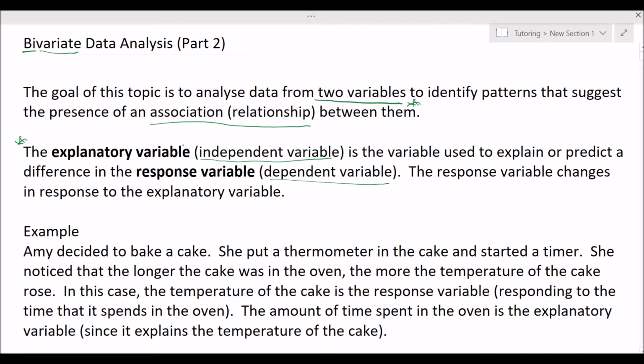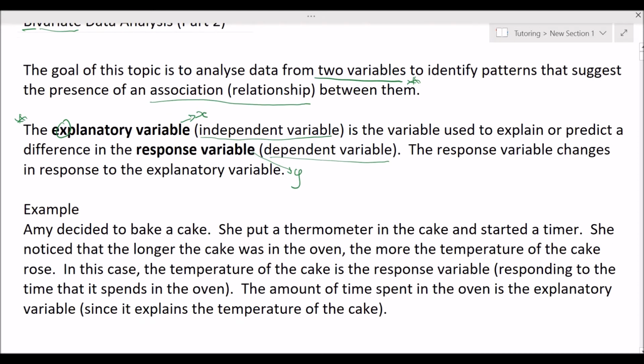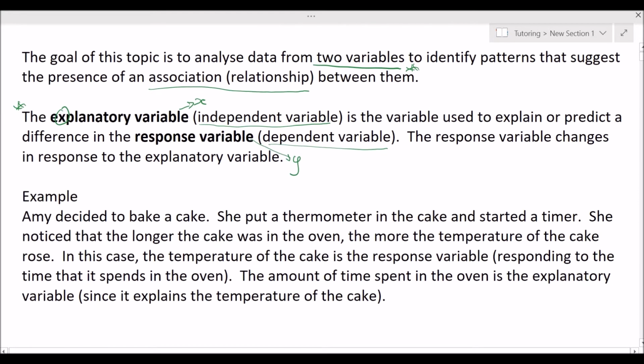The explanatory variable will be your x-axis, which is nice and easy to remember because there is an x in explanatory. And response variable will be your y-axis, or your y variable. So let me give you an example of identifying explanatory and response variables because that might be easier than those definitions. So here's our example.